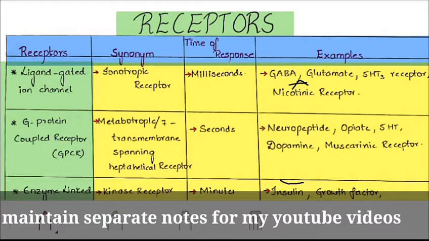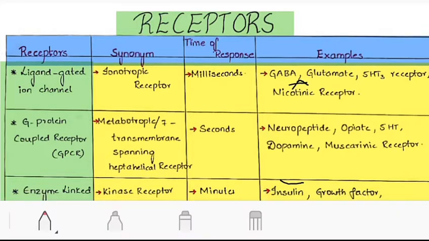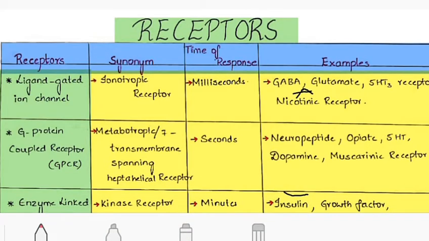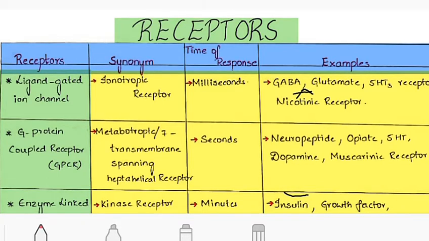In this lecture, we are going to discuss receptors. Receptors are the basic fundamentals for pharmacology. If you want to study pharmacology, first you have to focus on receptors. For the time being, I am not discussing the definitions and theory related to receptors, but rather the requirement for GPAT or any pharmacy exam in the receptor topic. That is the area I am focusing on, and I have given here receptors and their synonyms, the time of response, along with their important examples.